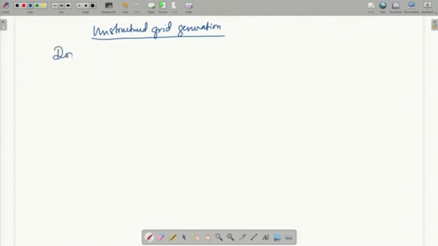So, the first step in unstructured grid generation would be what is called domain nodalization. That means creating nodes within the domain. How do we go about it? For doing that, let us first draw a simple domain, so that we can explain the exercise, the process.